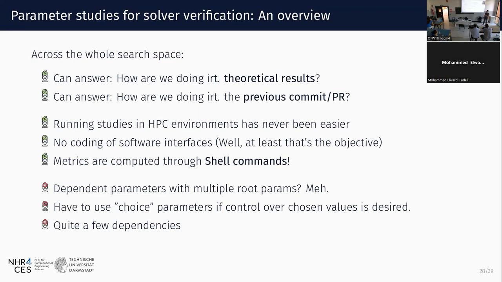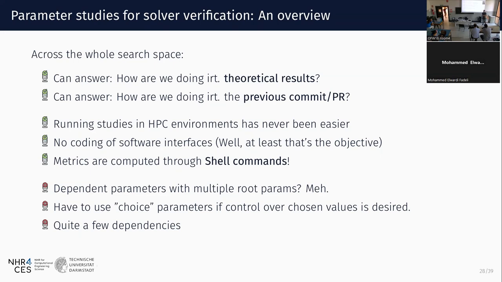And the second thing is a little bit my fault, but you don't really have much choice about your values, it randomizes everything. So if you say a range from 0 to 1, you will get one randomized value. But there is an option to do a choice, which is a little bit more tedious. And then there are quite a few dependencies on packages that we all can run from.